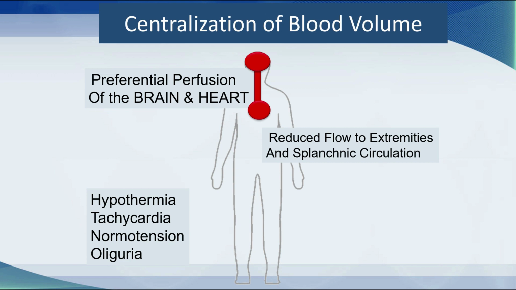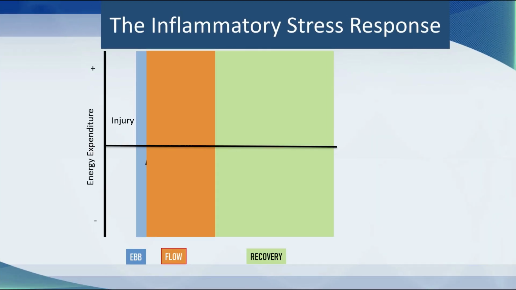Let's put this onto a graph. On this graph, on the y-axis, you can see energy expenditure. Above the line, there is positivity, and below the line, there is negativity. In other words, energy expenditure can either go up or it can go down. We've drawn in 3 different phases into the stress response.